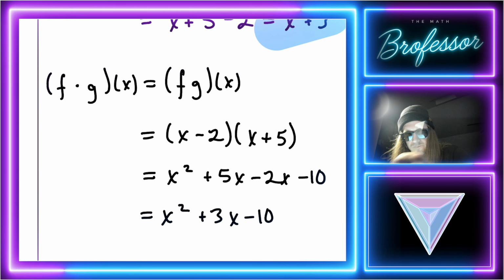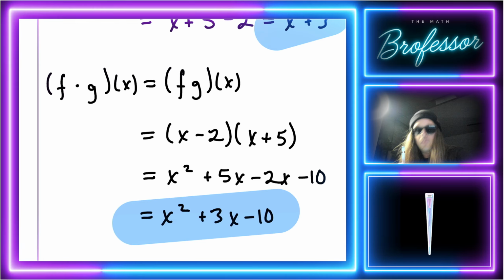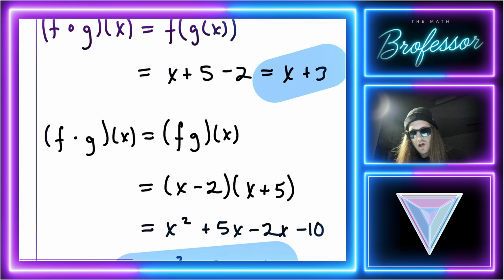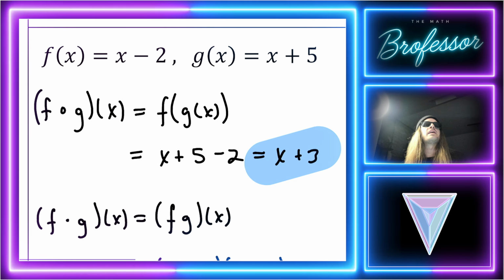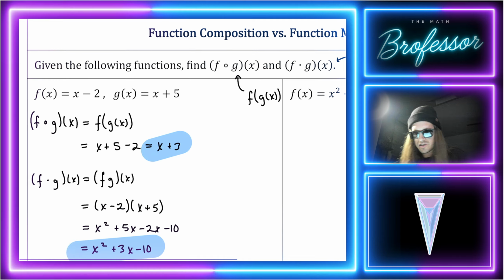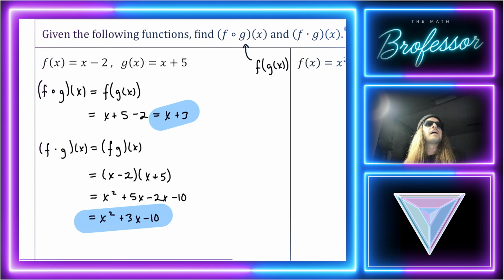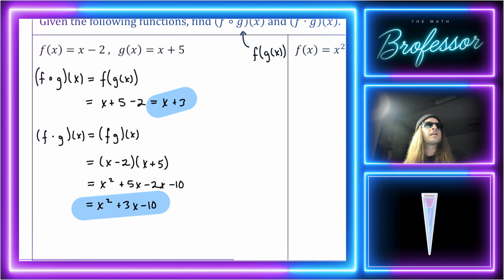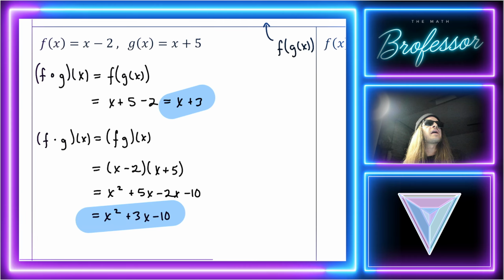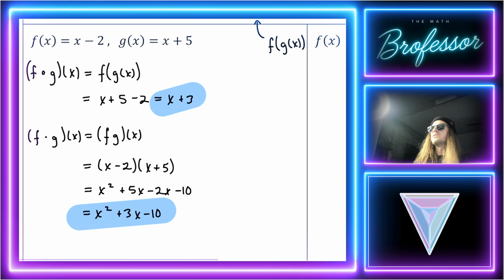So that's the difference. This right here is the product of the functions, whereas this up here is the composition of the functions. So let's check those out. We can still check these with Desmos. We haven't done multiplication in Desmos yet. So let's see.